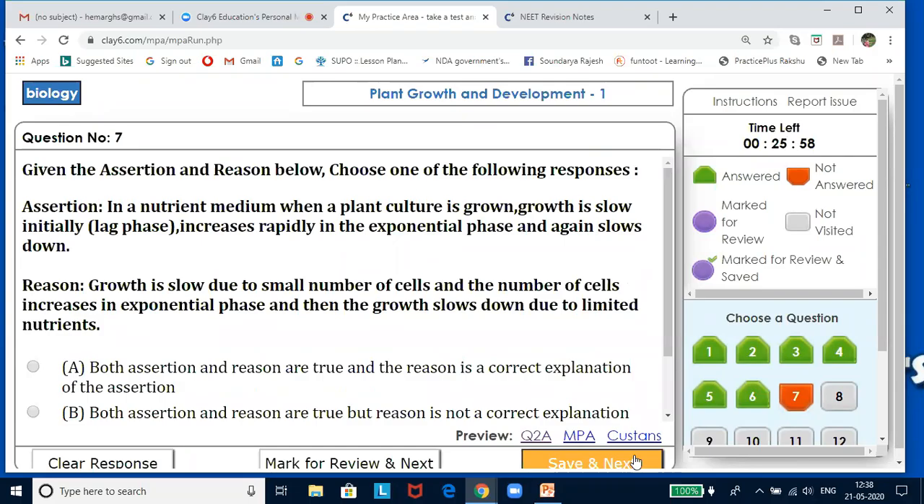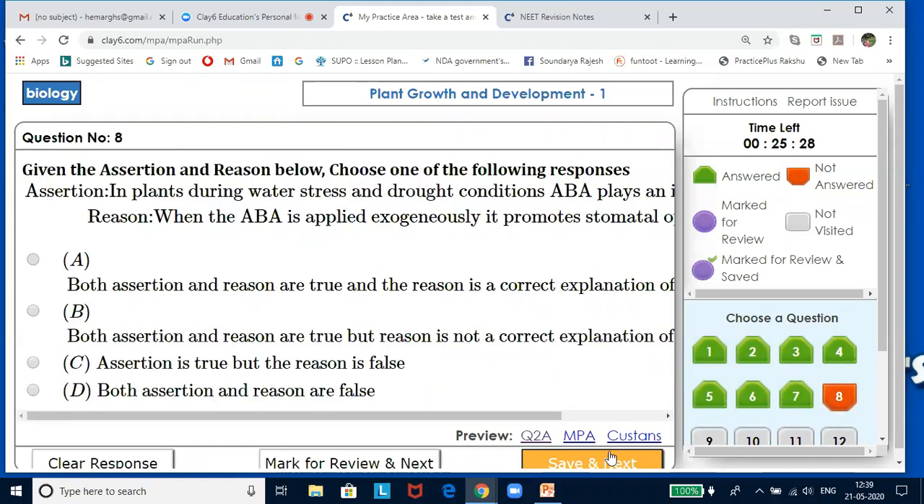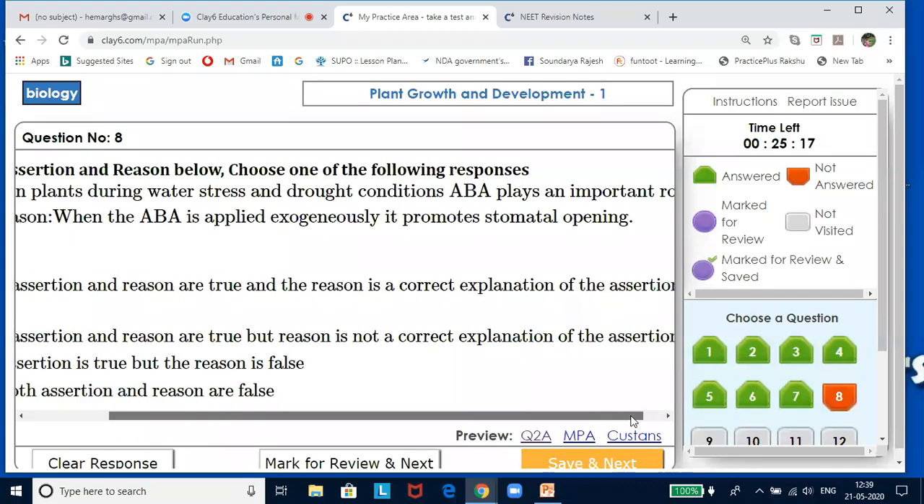Plants bend towards the source of light. Yes. The positive phototropism is shown by the shoot apex as there is differential growth due to unequal distribution of auxin. Yes. So both assertion and reason are true, and the reason is the correct explanation of the assertion.